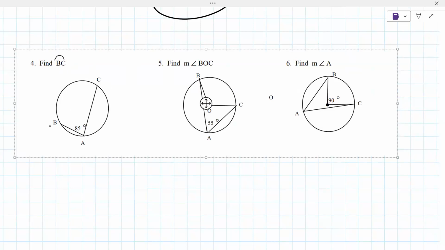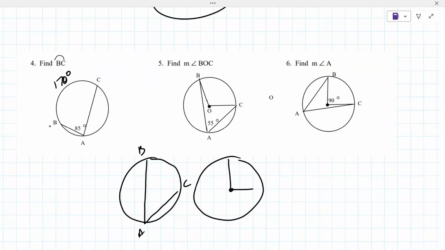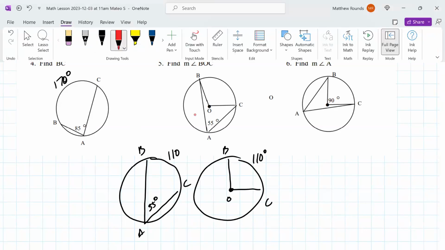Okay. Now in problem 5, you almost want to draw 2 circles. You want to draw the inscribed angle and then the central angle. Because if A is 55, then what is the arc from B to C? 110. And if that's 110, what's the measure of the angle BOC here in red?